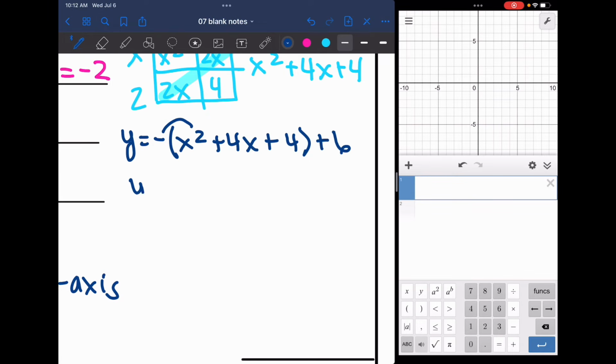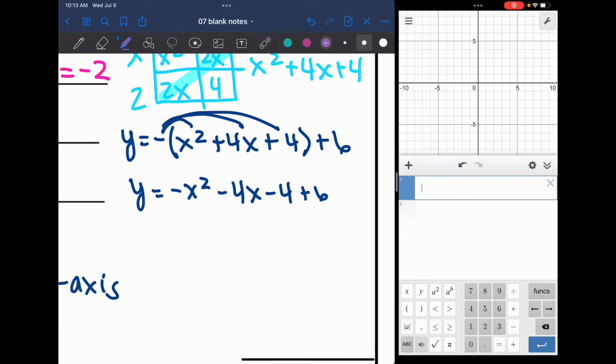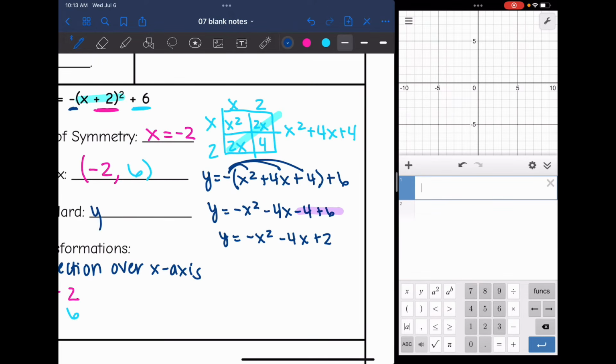Negative times x squared is negative x squared. Negative times 4x is negative 4x. And negative times 4 is negative 4, and then plus 6. And now I need to combine like terms. So I get y equals negative x squared minus 4x plus 2.